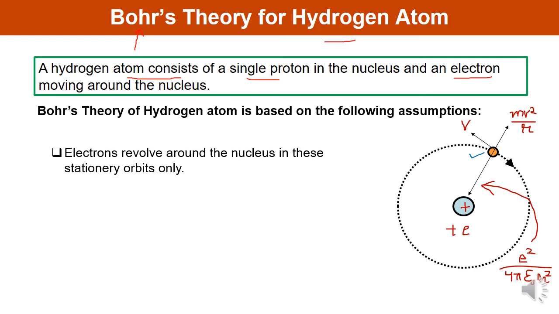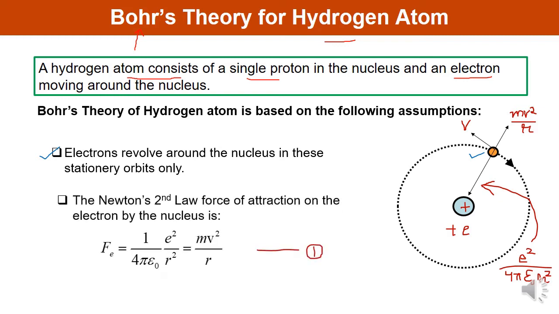First, electrons revolve around the nucleus in stationary orbits only. Second assumption is Newton's second law: the force of attraction on the electron by the nucleus can be written in this form. But how this equation is written, let me tell you. You can see in this particular diagram, this is the nucleus.